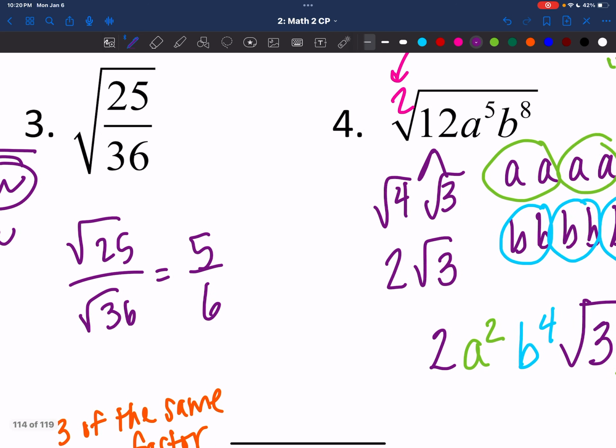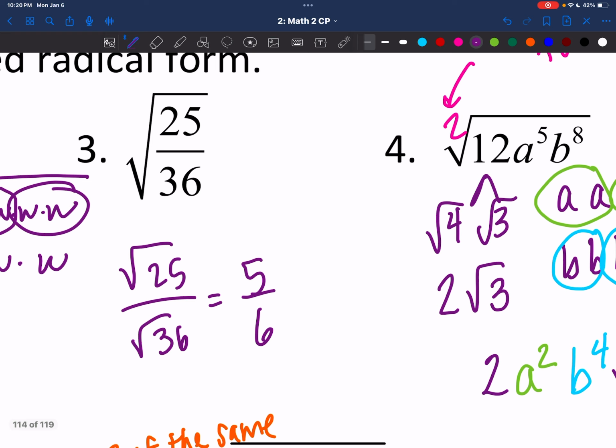All right, and then let's come over here. Now, if you were to have a fraction that has a square root, if it doesn't simplify easily under the root, you can break it up. And then once you break up the root, you can go ahead and simplify, and this is your final answer.